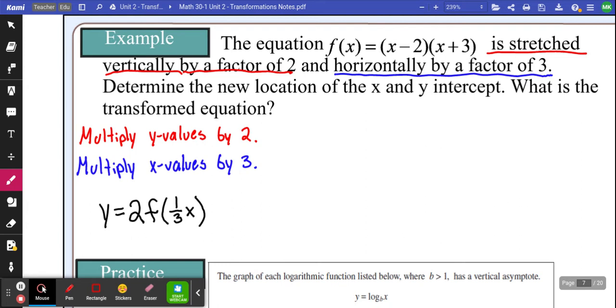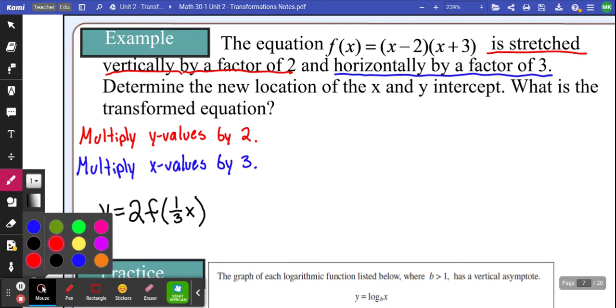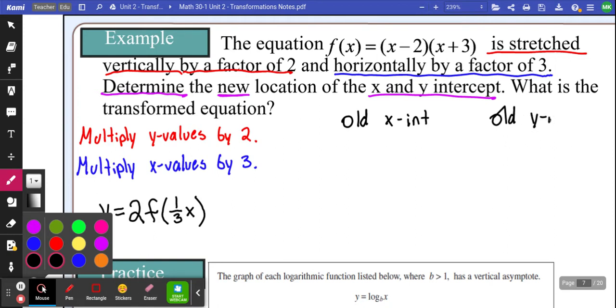So it says determine. So this is now what we're trying to do, right? Determine the new x and y intercepts. Okay, so I'm looking for the new x and y intercepts. I can get to those by multiplying y values by 2, x values by 3. So if I want to find the new x and y intercepts, I first need to find the old x and y intercepts. And then finding the new ones wouldn't be so hard, right? I'm just going to multiply them.